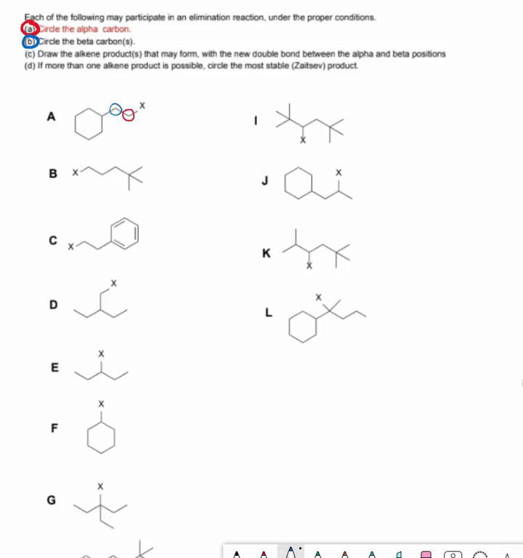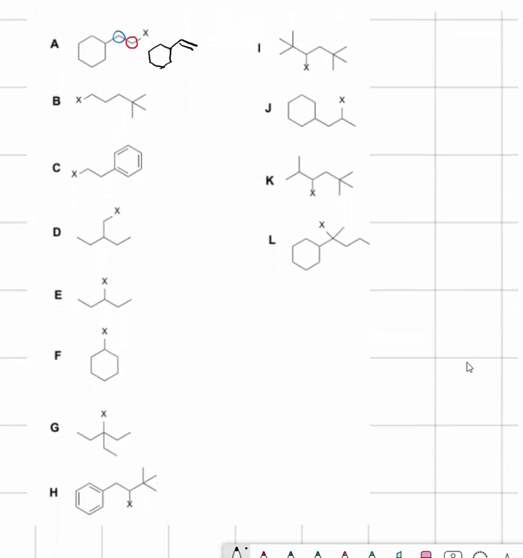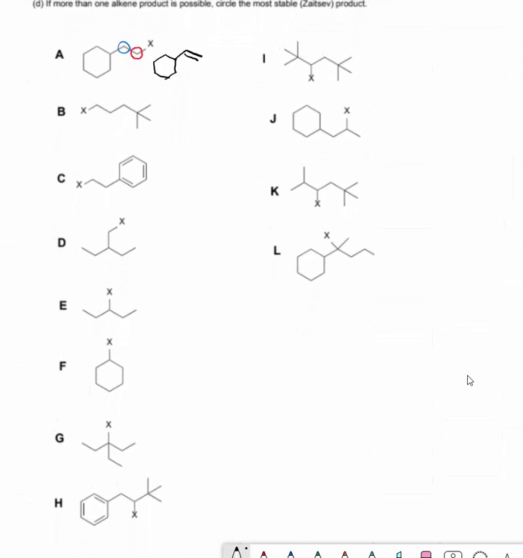Then we will draw alkene products that may form. So I will do that in black. Now the new alkene will form with a new pi bond between the alpha and the beta carbon. If there's more than one alkene product possible, we're going to circle the most stable. So the reason I did that for that one is I need to move this up.